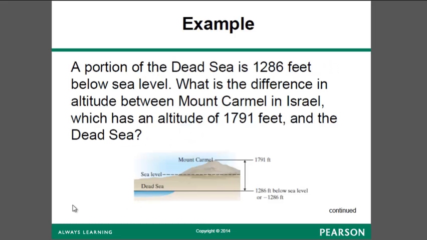Let's look at a word problem. A portion of the Dead Sea is 1,286 feet below sea level. What is the difference in the altitudes between Mount Carmel in Israel, which is an altitude of 1,791 feet, and the Dead Sea? Sea level is considered to be 0. So if you're below sea level, that's like being a negative number. If you're above sea level, that's being positive.